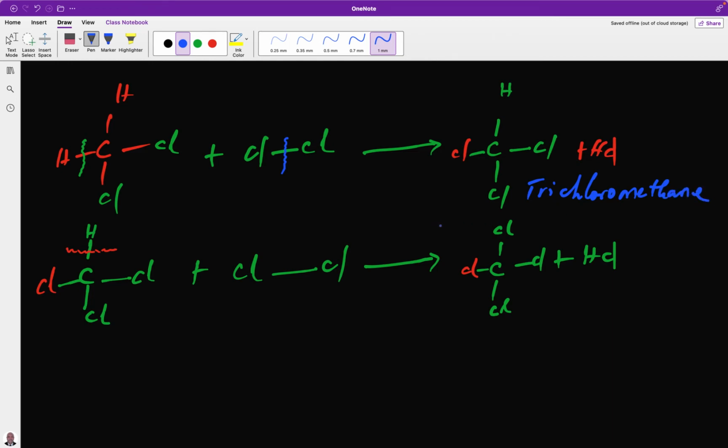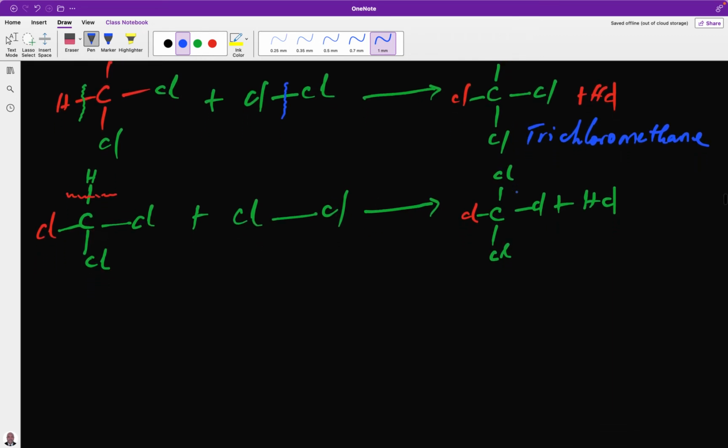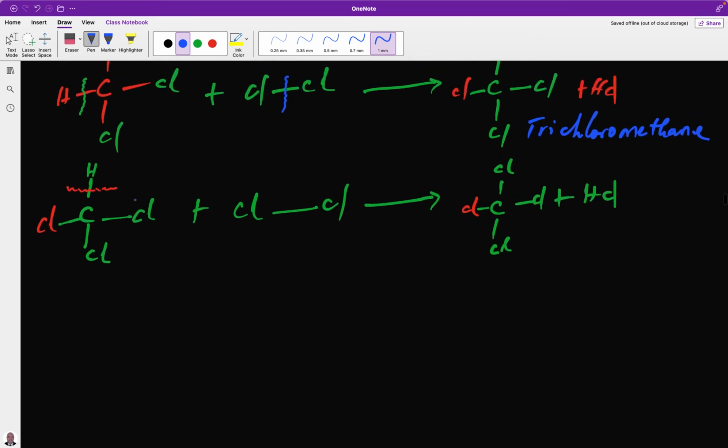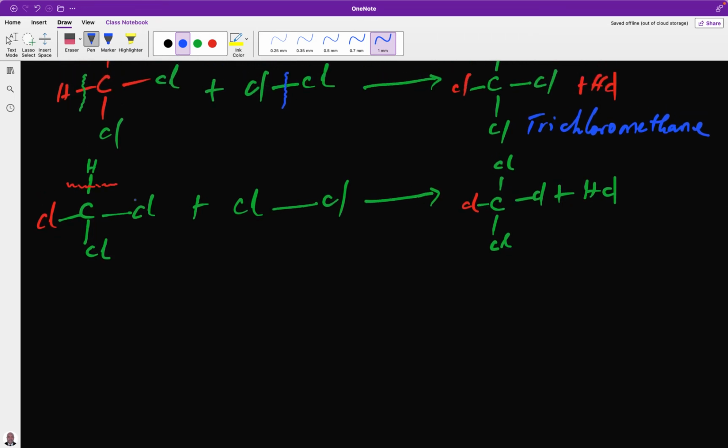Trichloromethane. Now the trichloromethane comes here. What happened with trichloromethane? This is trichloromethane. 1, 2, 3. Trichloromethane now comes in here. There is still a hydrogen there. That hydrogen needs to be replaced or substituted. The same procedure occurs.